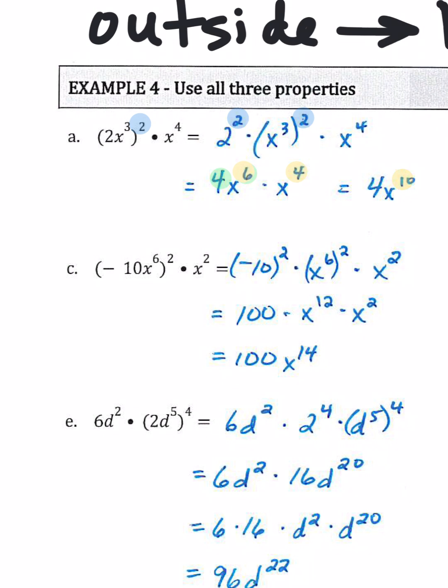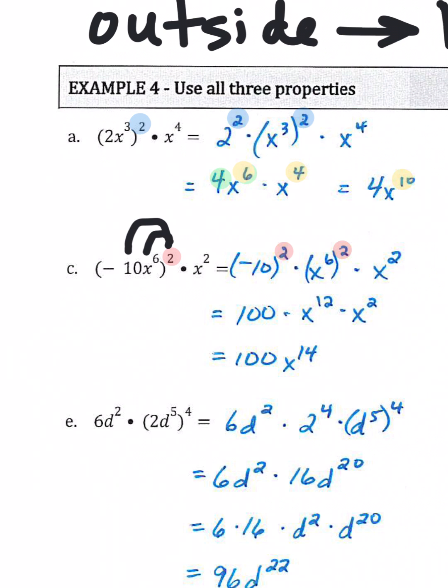Example C. Here's a 2 as an exponent on the outside. Let's work on bringing that in, or distributing it almost with each of the other 2 terms. So that 2 will get shared with the negative 10 and with x to the 6th.